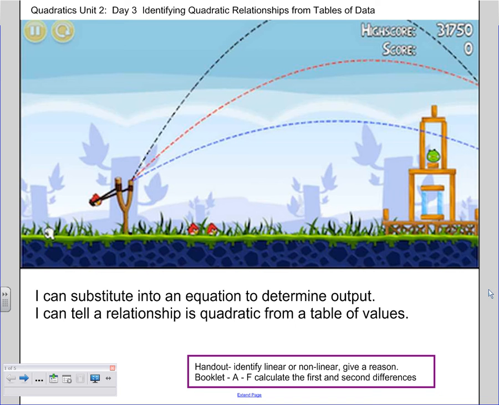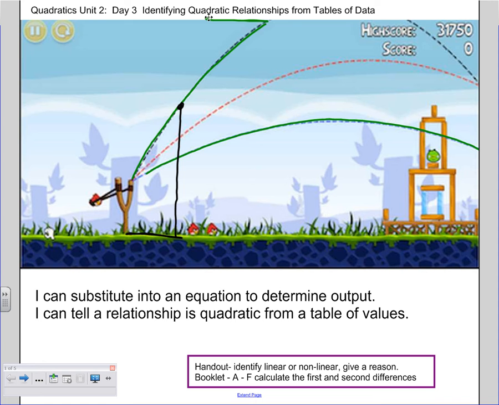Okay, we are looking at day 3 of our quadratics unit, and we are identifying quadratic relationships from tables of data. So we have this Angry Birds here, and we can see that there's a variety of parabolas here. There's a low one that actually seems to make contact. I think the first one was the black one, the one at the top. And we could come up with the equation of this relationship, and it would allow us to figure out the height of the bird at any particular distance from the shot.